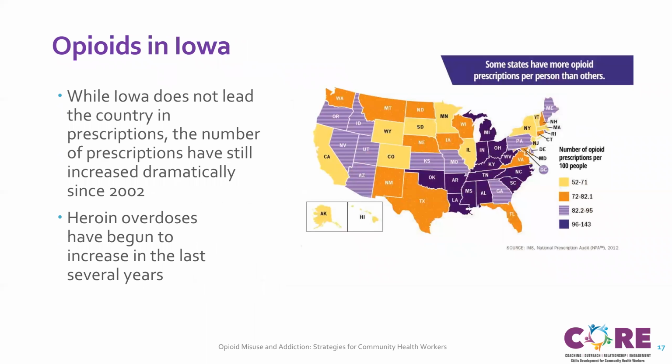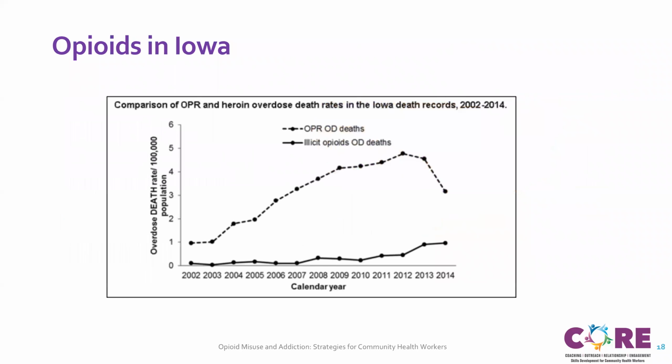To tie this to Iowa, Iowa doesn't lead the country in opioid prescriptions or overdoses, but we have seen a big rise, like the rest of the country, in both prescriptions and overdoses. And in recent years, we're starting to see heroin overdoses, which have traditionally been extremely uncommon in Iowa. Even though they're still relatively uncommon, it's alarming how fast they're increasing. So this next slide shows that.